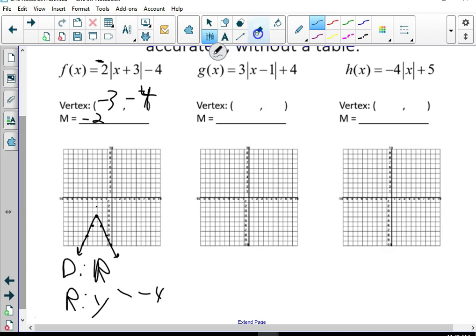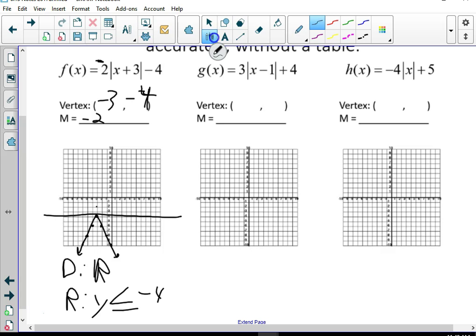So the y is going down, so it's less than or equal to -4. -4 is as high as it goes. See, that's like the ceiling right there, at -4. It's not going to go above -4. It's going below -4. So we put less than or equal to.